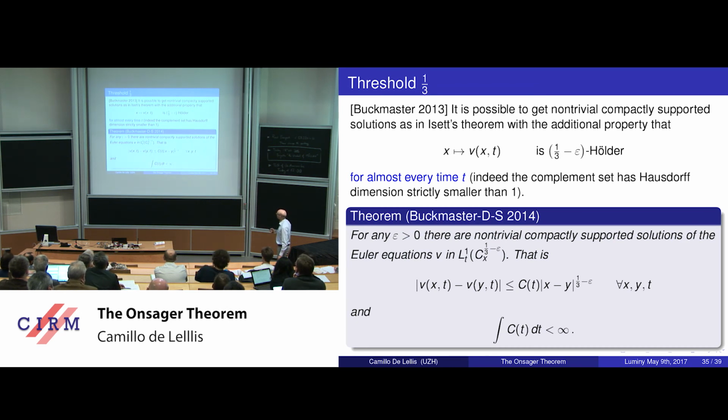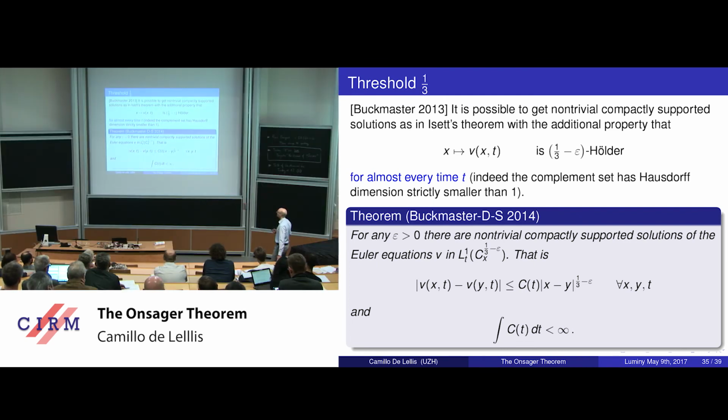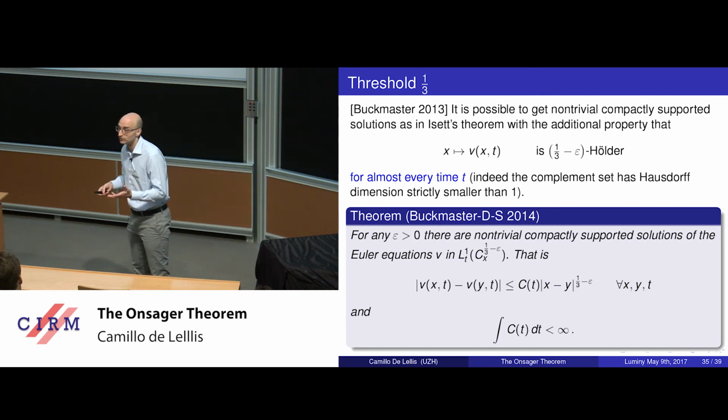So in a paper with Tristan and László, we actually proved the existence of non-trivial compactly supported solutions in this space, L1 in time and Hölder 1/3 in space. So what does this mean? It means that if I take the modulus of continuity of V in space at each time t, this is Hölder, but the constant in front, the Hölder norm, is not uniformly bounded in t. It's only an integrable function. Nonetheless, the 1/3 threshold is there.